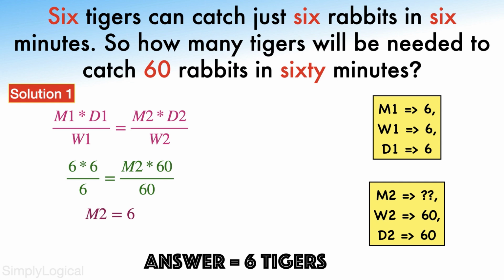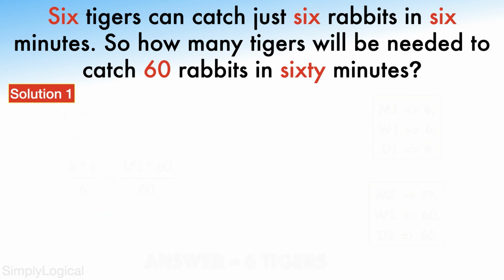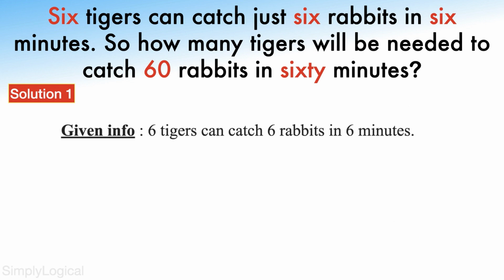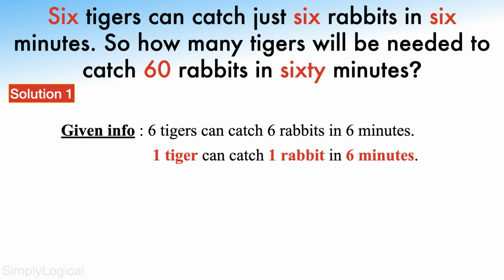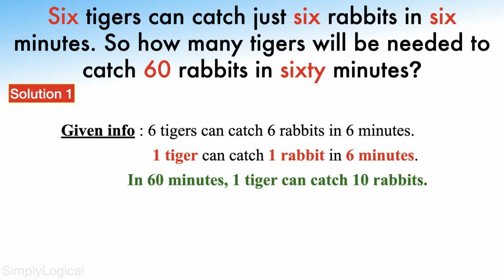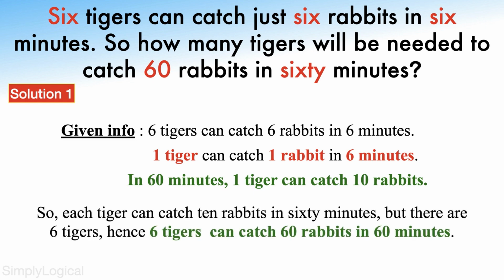Sometimes the formula is not required in order to solve this problem. So let me explain another way to solve this puzzle without using the formula. The given information, as we already know, is 6 tigers can catch 6 rabbits in 6 minutes. According to this statement, 1 tiger can catch 1 rabbit in 6 minutes. In 60 minutes, each tiger can catch 10 rabbits. So each tiger can catch 10 rabbits in 60 minutes, but there are 6 tigers, hence 6 tigers can catch 60 rabbits in 60 minutes. So this is the straightforward approach.